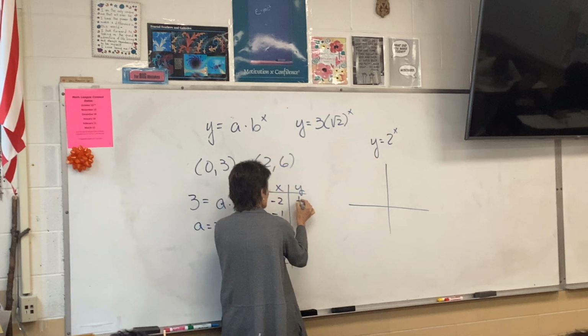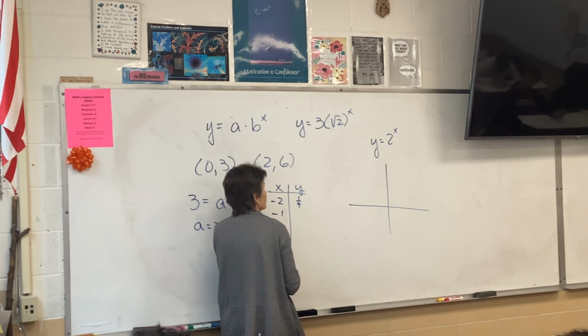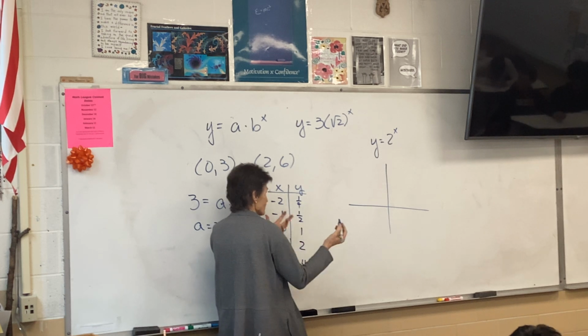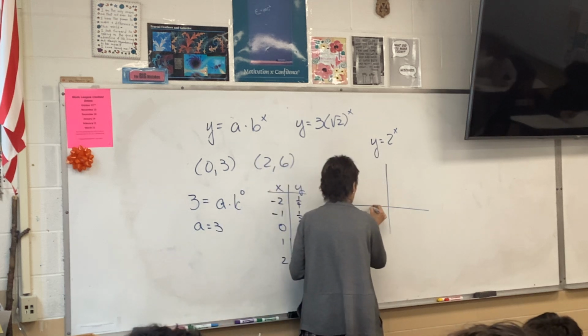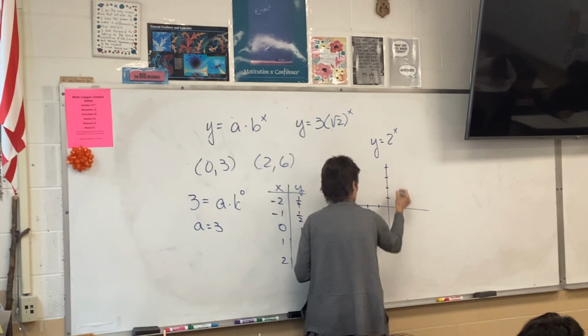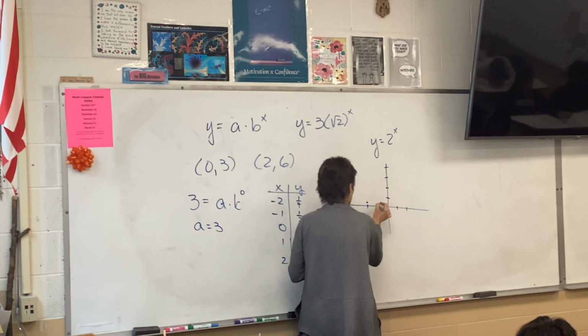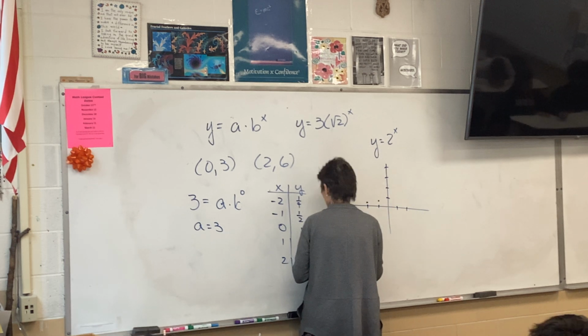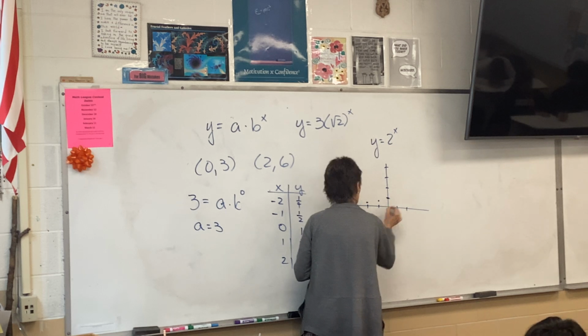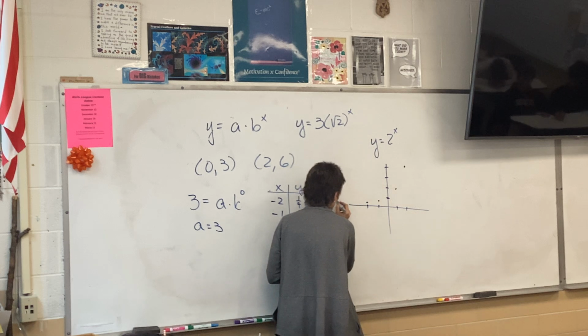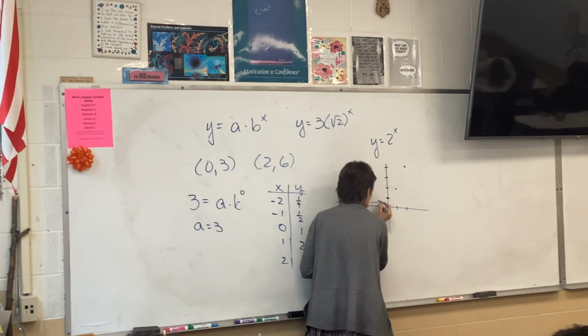So -2 is going to give me 1/4. 1/2. Very good, Elijah. 1, 2, and 4. So let's plot these. So (-2, 1/4), (-1, 1/2), (0, 1), (1, 2), (2, 4). I'm going to go ahead and connect those dots.